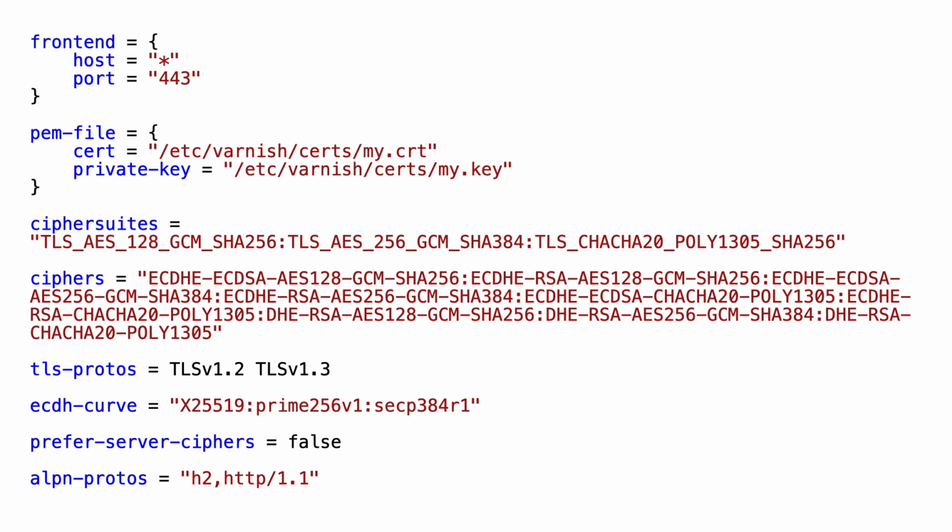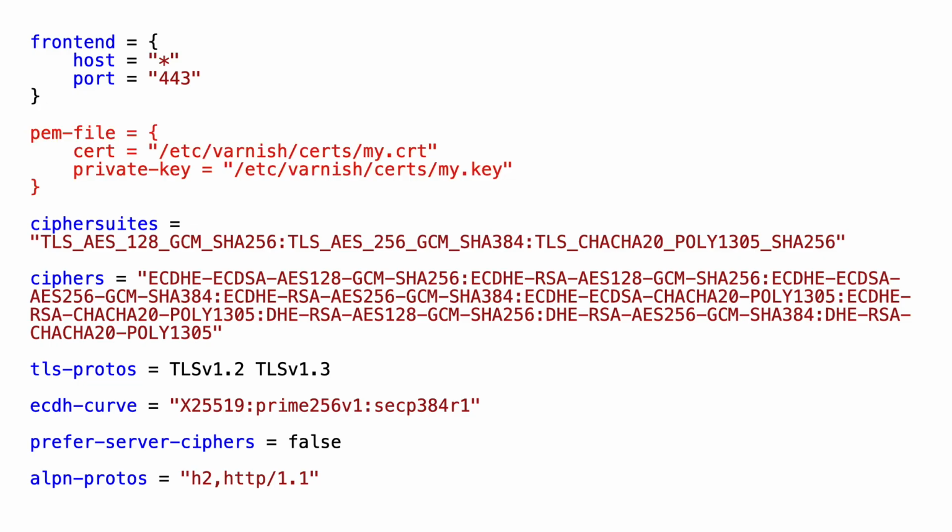What is relevant, though, is the definition of a frontend. It's the host and the port of the network interface we should listen on. So in our case, we're listening on all available IP addresses or network interfaces on port 443, which is the conventional HTTPS port. The next configuration directive is the pem-file. It refers to the location of the TLS certificate or TLS certificates. You can load multiple certificates and you can have multiple pem-file directives.